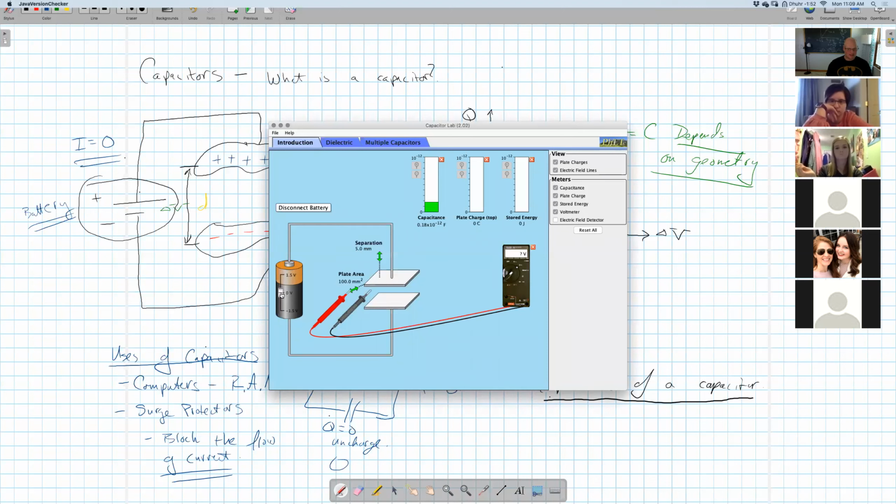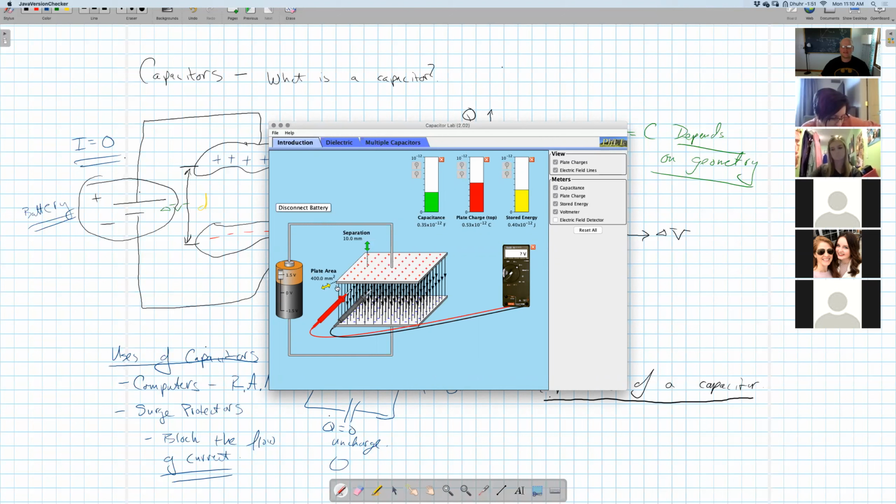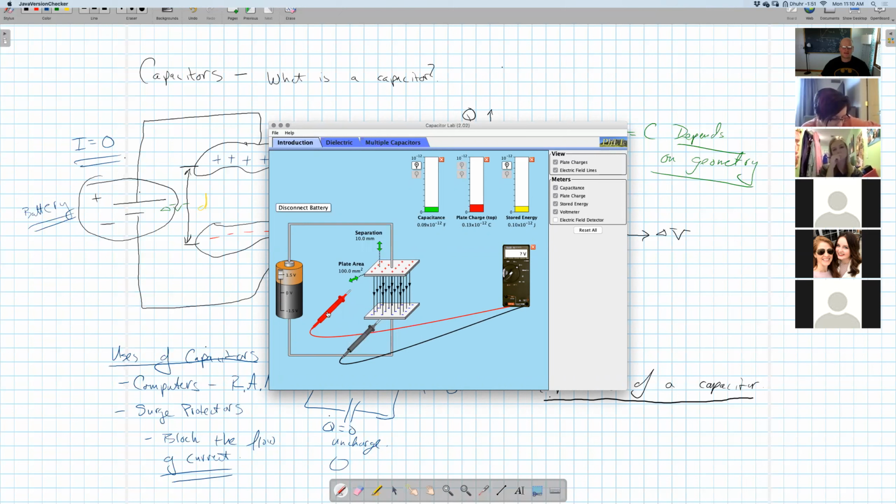From here, you'll turn on the battery. When I turn on the battery, you want to start looking at these different things. The first part is mostly just making observations. What happens if I increase the separation between the plates? What happens to the charge, the capacitance, the energy stored? Do they go up or down? If I increase the plate area, do they go up or down? What happens to the potential difference across the plates? Does that change? Here we're going to put it at 1.5 volts.